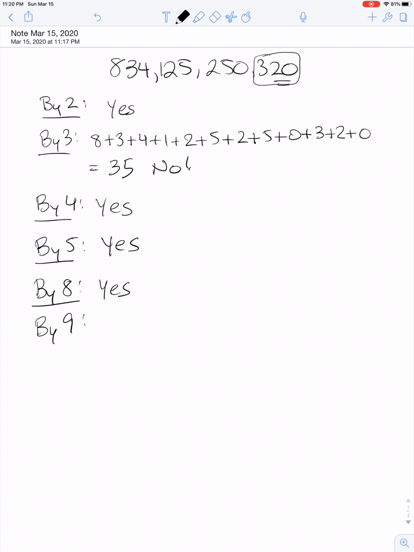Divisibility by 9 is pretty much the same thing as divisibility by 3, just add all the digits up, and if 9 divides that number, then it's divisible, but since 9 doesn't divide 35, this would be a no. So divisibility by 10 means that if the number ends in a 0, it's divisible by that number. In this case, since it ends in a 0, we get a yes.